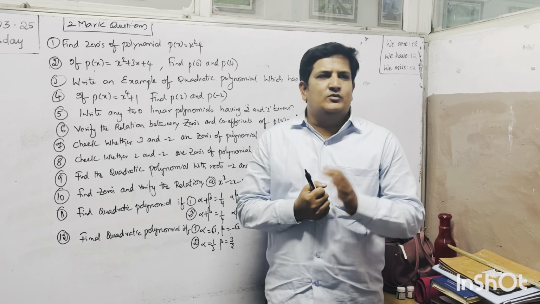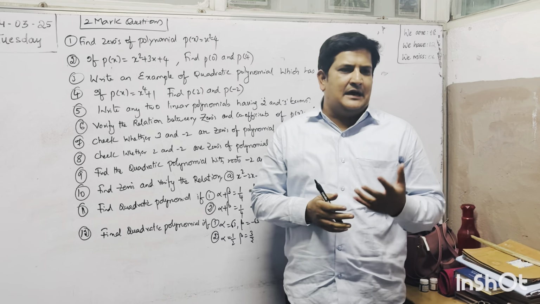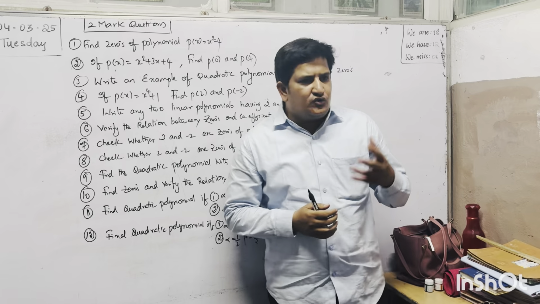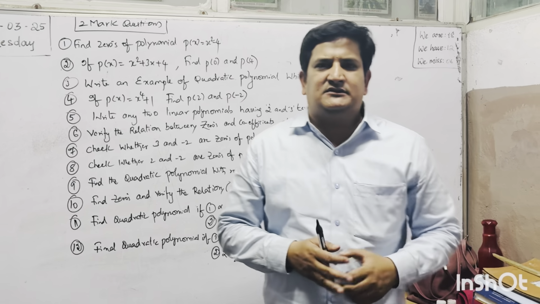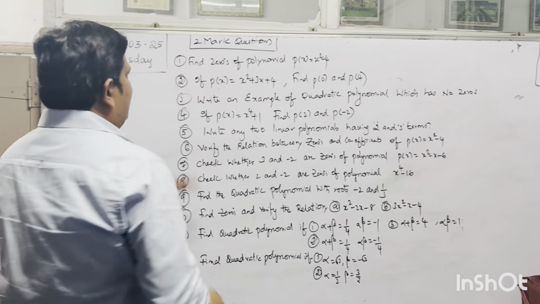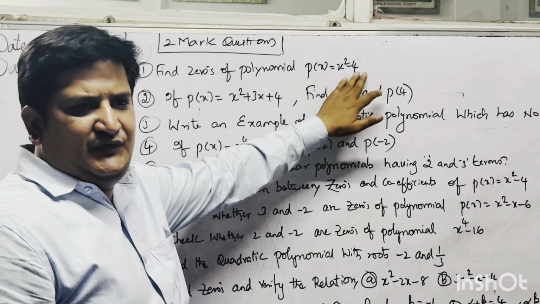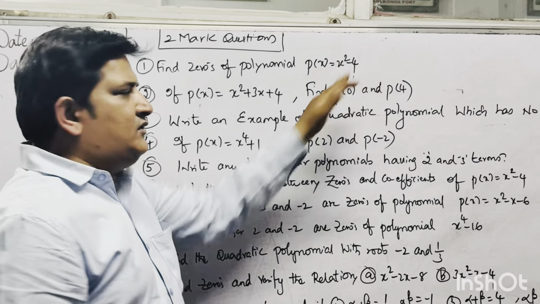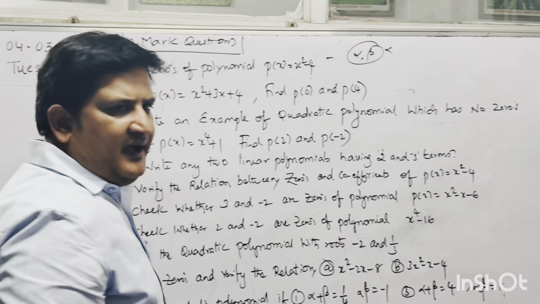Now I will tell the important 2 mark questions in the polynomials chapter. So you all have a glimpse of the chapter. Generally you have 2 mark questions, 4 mark questions and 6 mark questions. For 2 mark questions, I have taken 12 questions. Look at the first one, zoom in and show. Find the zeros of the polynomial p of x is equal to x square minus 4. Zeros of the polynomial means here you need to find alpha and beta.